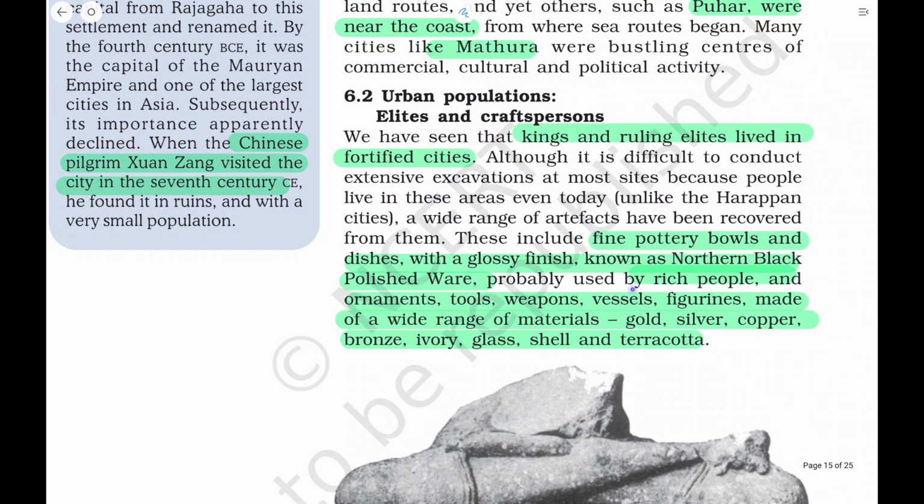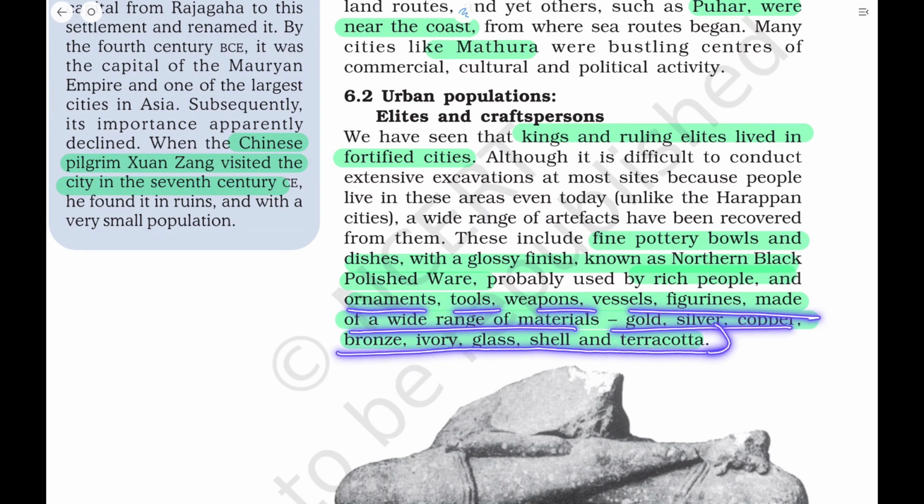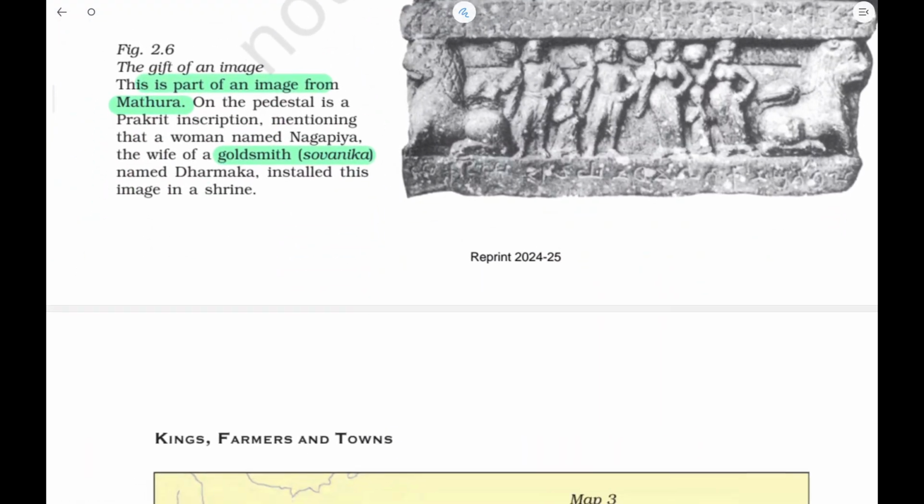Now this northern black polished ware, obviously it is a polished ware, so it was probably used by the rich people. Ornaments, tools, weapons, vessels, and figurines made of a wide range of materials, gold, silver, copper, bronze, ivory, glass and shell, etc., terracotta were the materials that were used by the elite people.